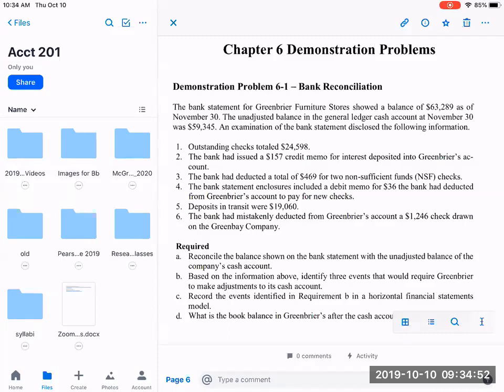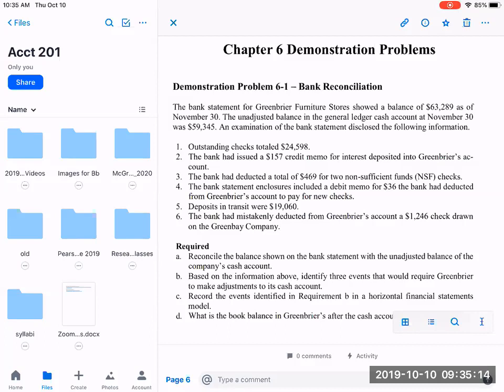The bank statement enclosures included a debit memo for $36. The bank had deducted it from Greenbrier's account to pay for new checks. You had ordered new checks, and they take your payment by directly taking the money out of your checking account, which is that $36. So they've recorded it, but you have not recorded it.